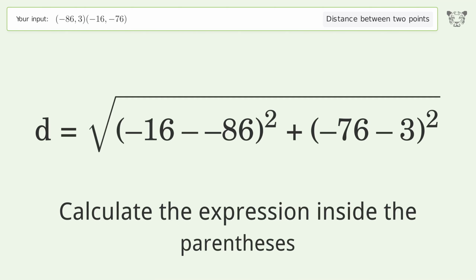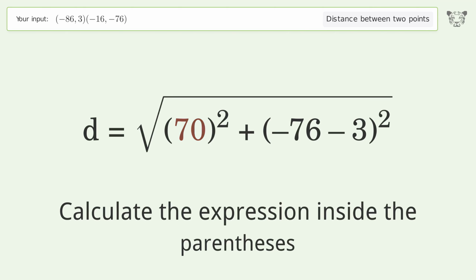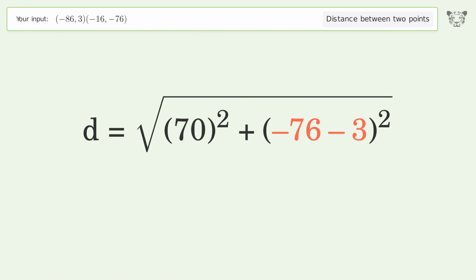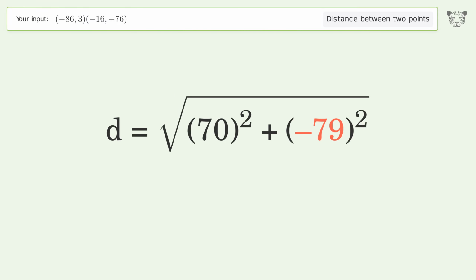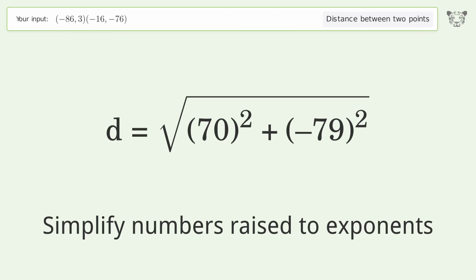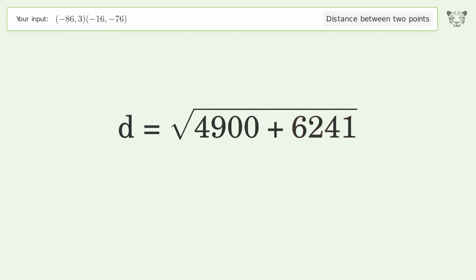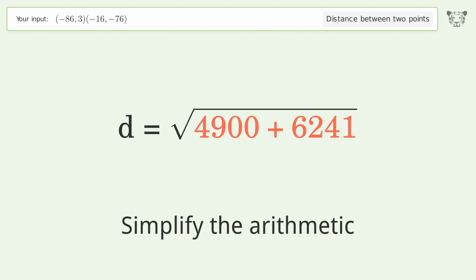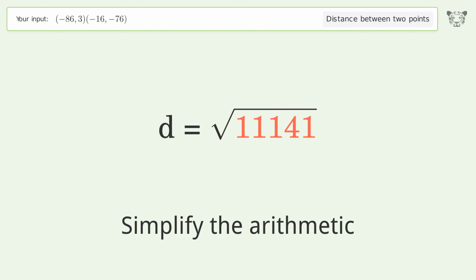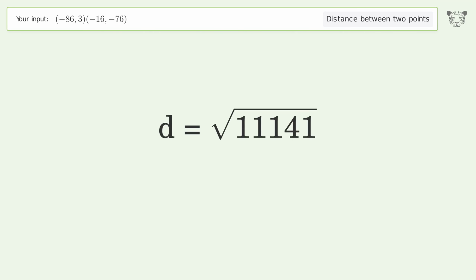Calculate the expression inside the parentheses. Simplify numbers raised to exponents. Simplify the arithmetic. And so the distance between the 2 points is the square root of 11,141 or 105.551.